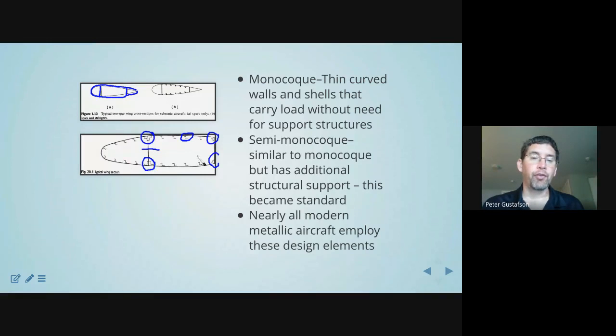And this aircraft now can have a pretty highly stressed skin in terms of the torque that it can carry. It can carry torque very efficiently. It can carry bending very efficiently. And these structural elements of this semi-monocoque structure now are employed in essentially all modern metallic and composite structures, modern aircraft.